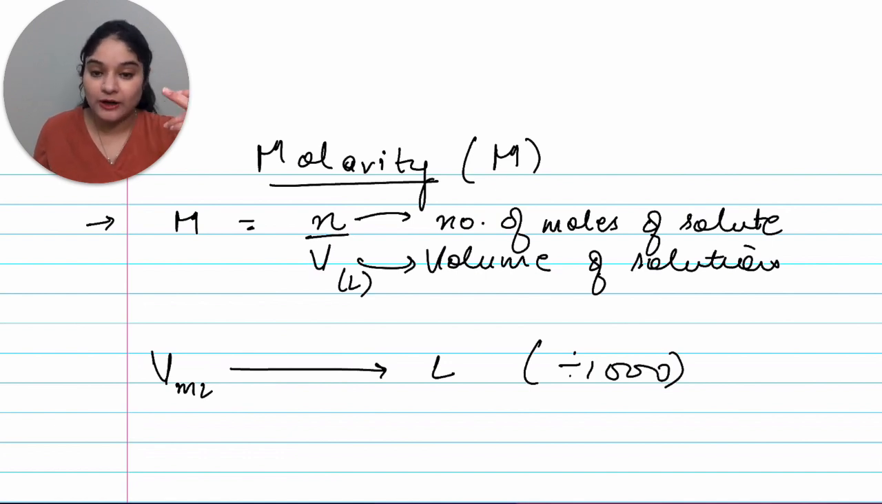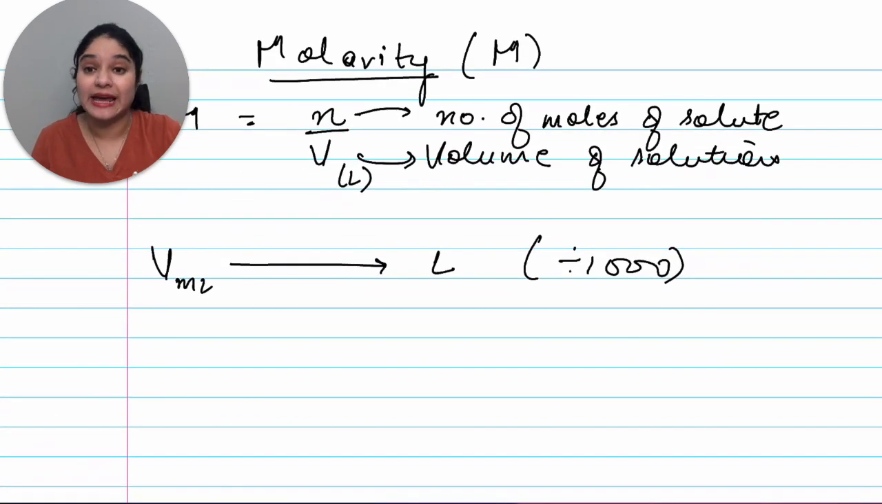Okay, so repeat after me. We had n. n was the number of moles of what? Of solute. V was the volume. Volume of what? Solution. And in what unit? In liters. If the question is giving us volume in milliliters, we convert that into liters by dividing it by 1000. Now let's move forward.